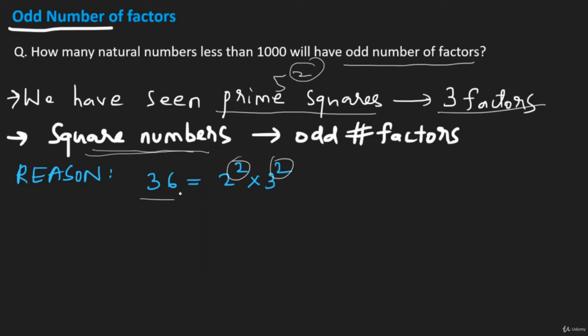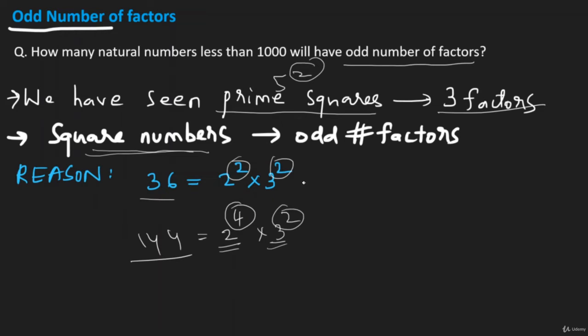Why do I say even? You could also have a square number of the form 2 to the power 4 into 3 square. This is also a square number, right? This is nothing but 36 into 4. That's 144. We know this is 12 square, and if you prime factorize 144, that would be 2 to the power 4 into 3 square. Over here also you can see that the powers of these prime numbers are even.